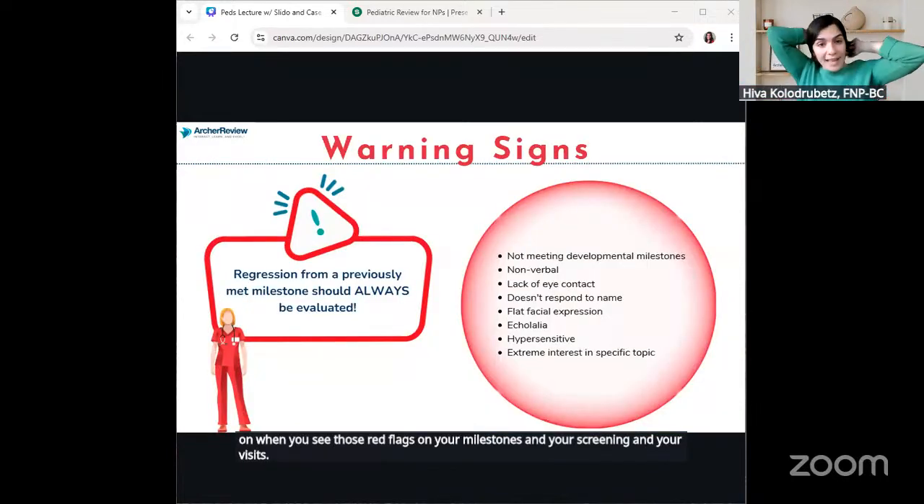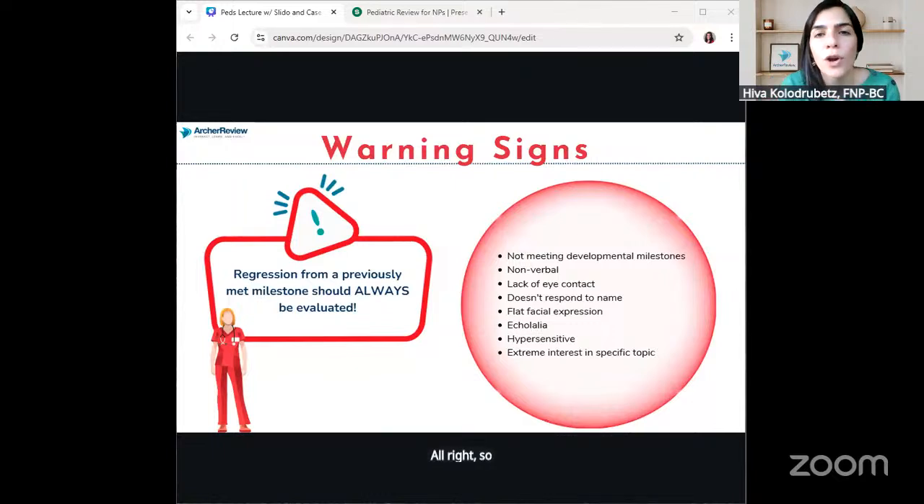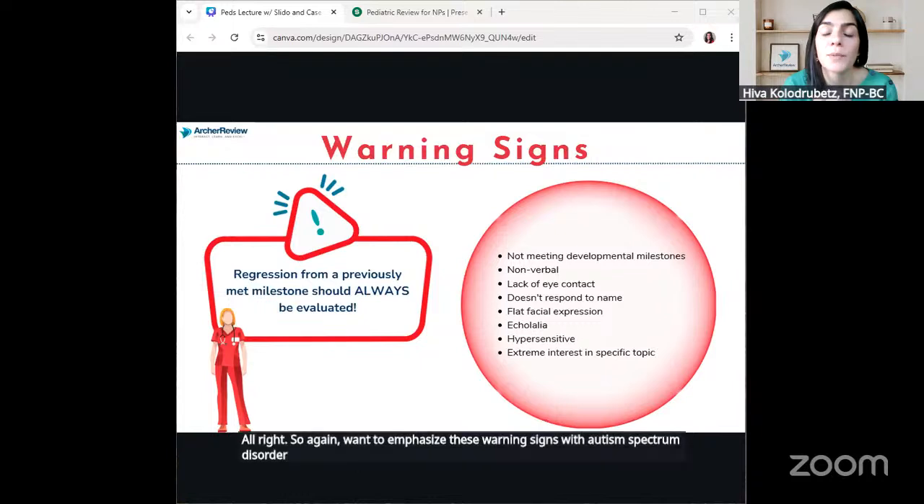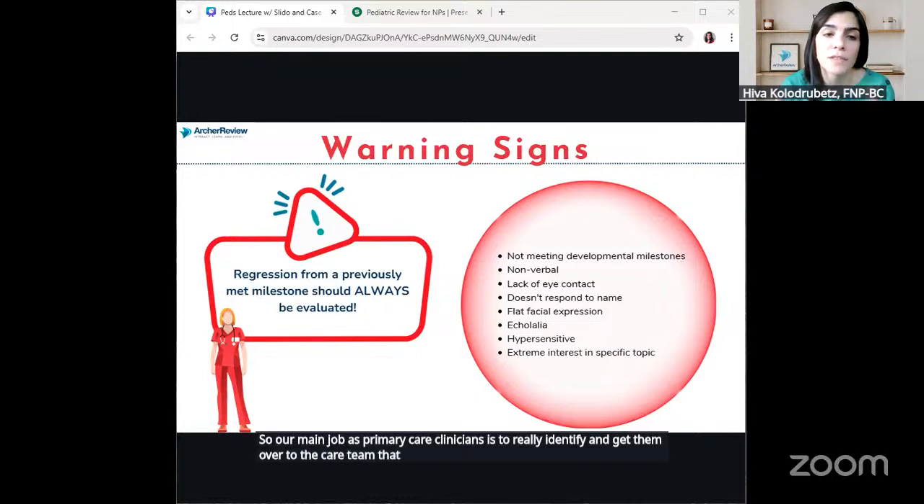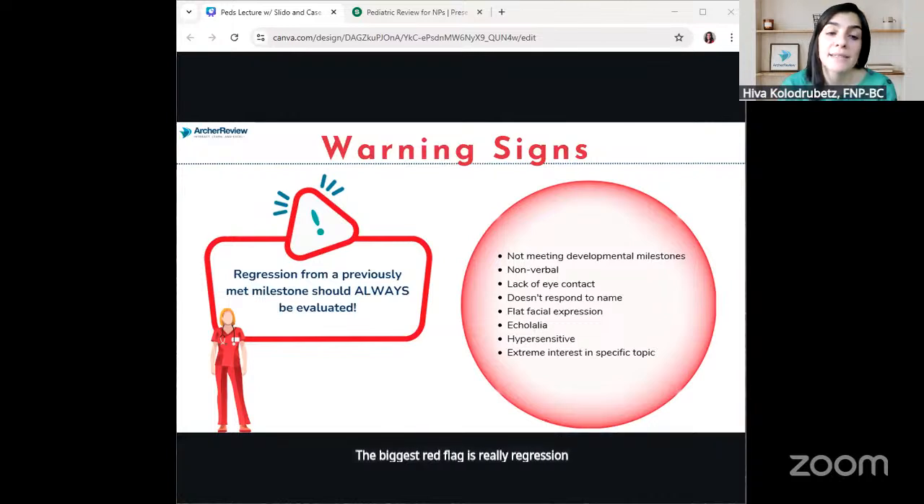All right, so again, I want to emphasize these warning signs with autism spectrum disorder. We really want to make sure that we're supporting kiddos and giving them the resources that they need. So our main job as primary care clinicians is to identify and get them over to the care team that's going to help support their growth and development. The biggest red flag is really regression from previously met milestones. That should always be a red flag in your mind.